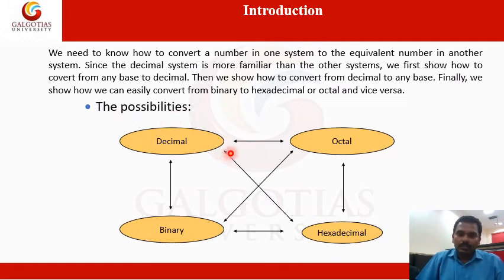There are many possible conversions of number systems: from decimal to binary and from binary to decimal. Similarly, from decimal to octal, decimal to hexadecimal, octal to binary, and binary to hexadecimal. So these are all the possible conversions from one number system to another, and in this class we will discuss how to convert the decimal number system into the binary number system, and then from the binary number system to the decimal number system.